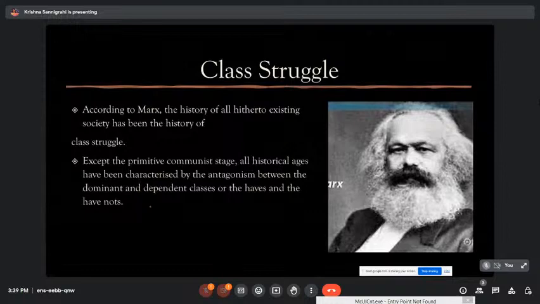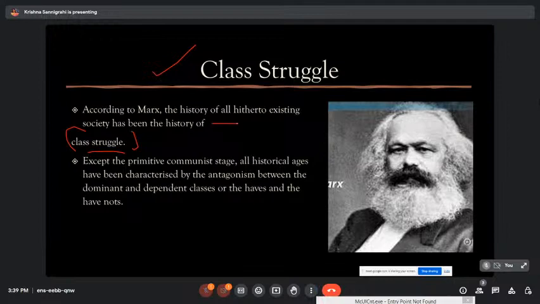Now comes the concept of class struggle. So, according to Marx, the history of all hitherto existing society has been the history of what? The history of class struggle. So, what kind of history? History of class struggle. So, the history of all hitherto existing society has been the history of class struggle.